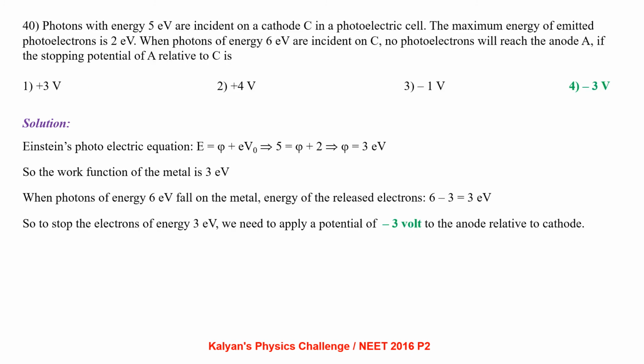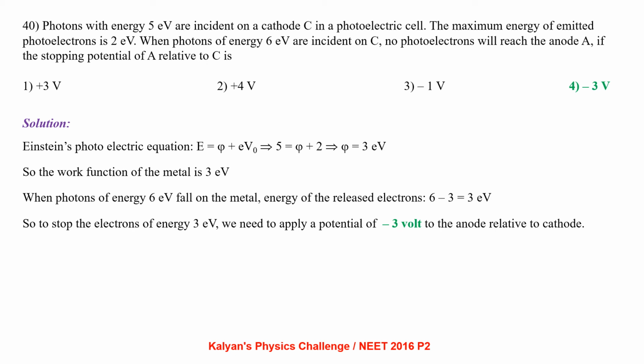Photons with energy 5 electron volt are incident on a cathode C in a photoelectric cell. The maximum energy of emitted photoelectrons is 2 electron volt. When photons of energy 6 electron volt are incident on C, no photoelectrons will reach the anode A when the stopping potential of A relative to C is?